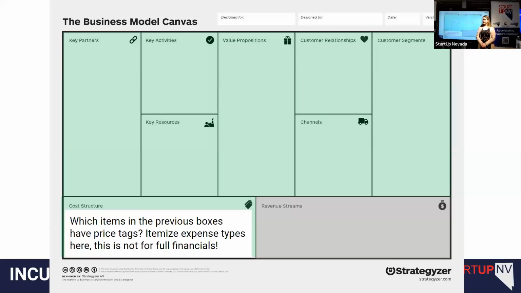What would be a bad example to put here? What would be a full financial example that we should not put here? I think this is a pretty open box. Anything that is going to cost you money should go here.